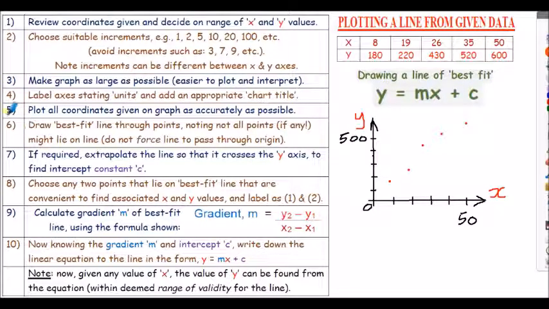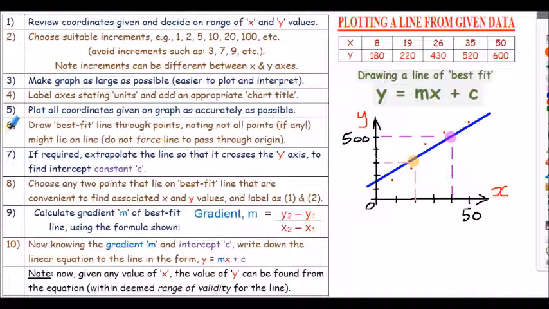Step 5, we need to plot all the coordinates given in the table on our graph as accurately as possible. If you're plotting the graph by hand, I would encourage you to use graph paper because that will allow you to be more accurate in the way you plot your coordinates. In my table here I've taken the first coordinate of 8 on the x-axis and 180 on the y-axis, and I've tried to plot that to the scale I'm using in my little sketch here. Taking the next coordinate of 19 on the x-axis and 220 on the y-axis, again I've tried to plot that to scale on my diagram. I've plotted all 5 coordinates given to me in the table above.